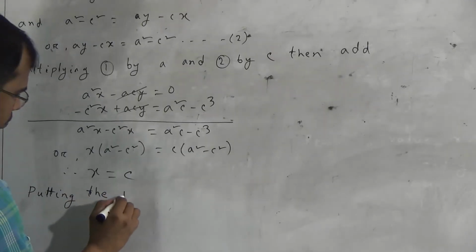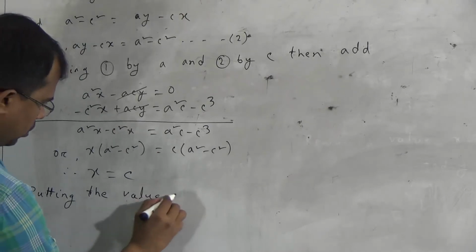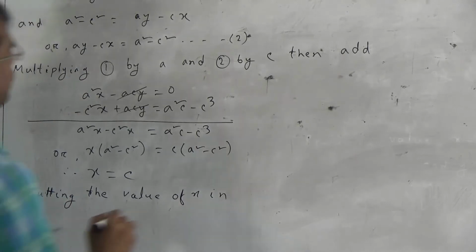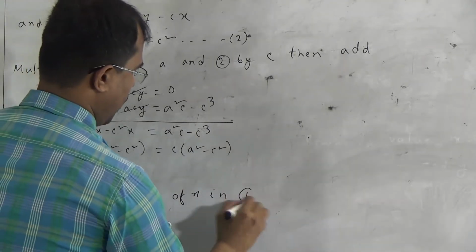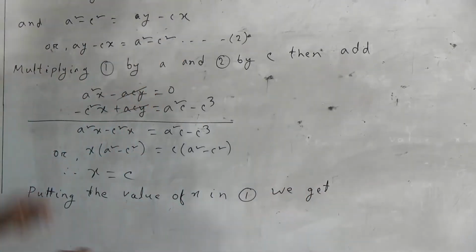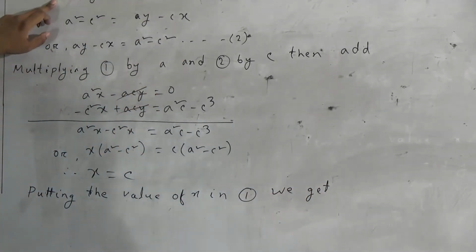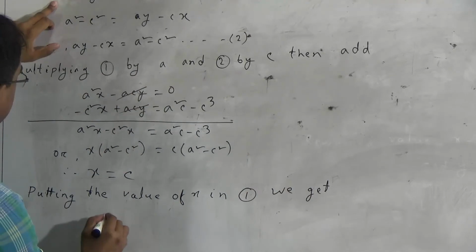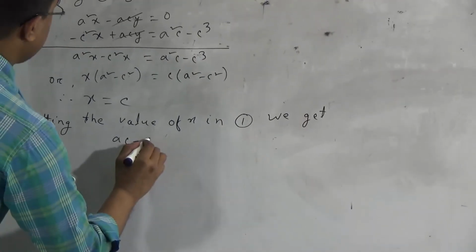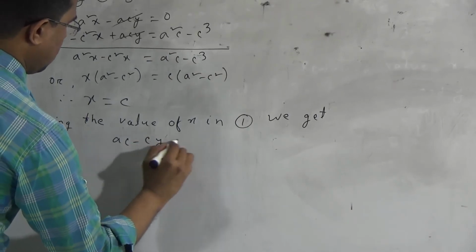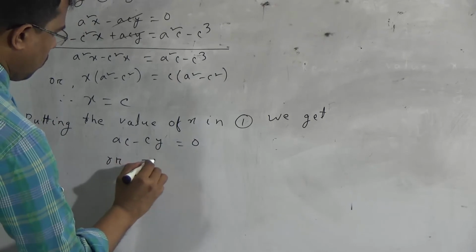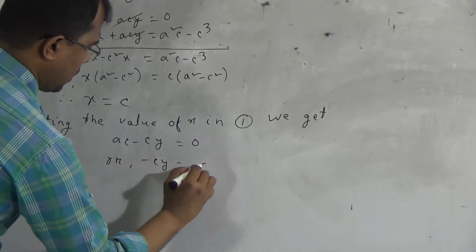Putting the value of x in 1, we get AC minus CY equal to 0, or minus CY equal to minus AC.